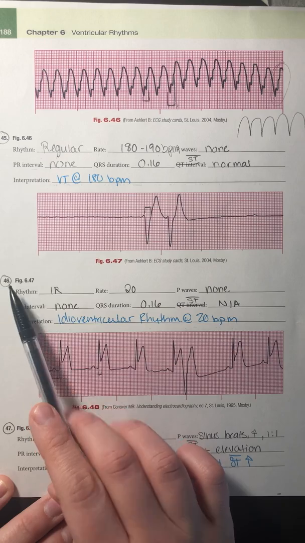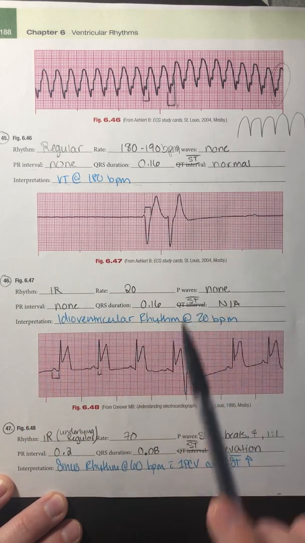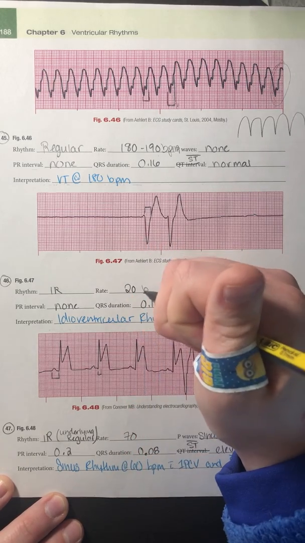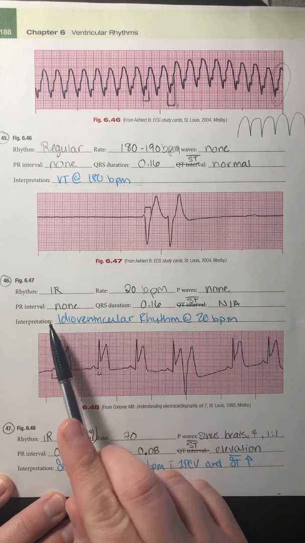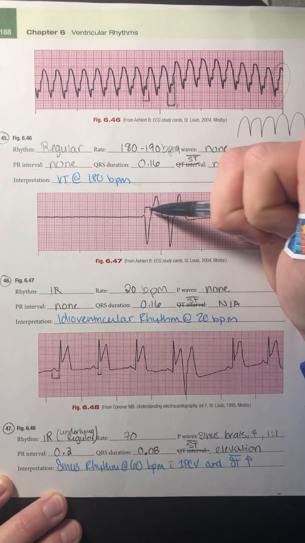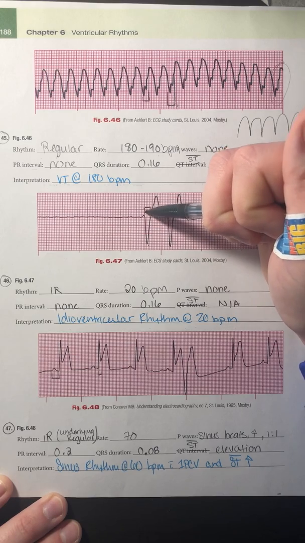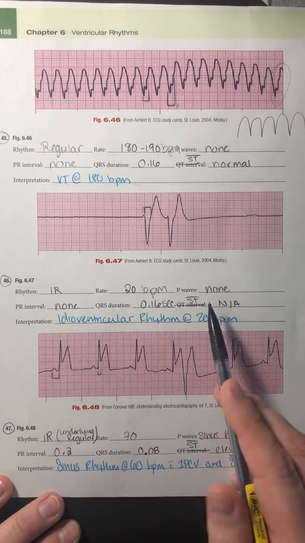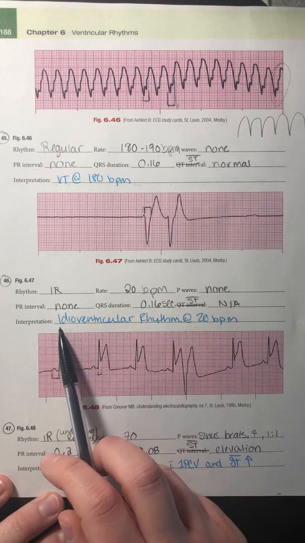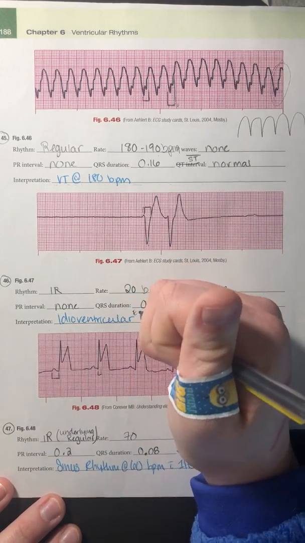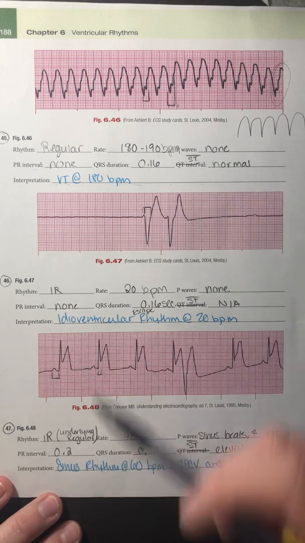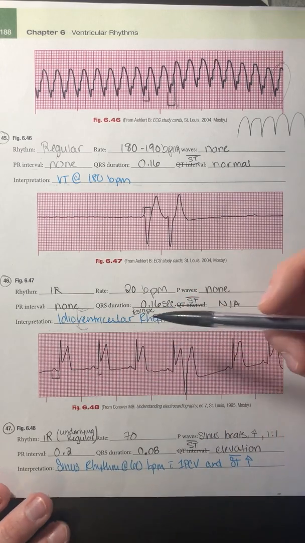Going down to number 46, regular or irregular. Definitely irregular. My rate is only 20. I have 2 beats times 10 gave me that 20 beats per minute. I have no P waves, so no PR interval. My QRS complex, I measured out here, and it gave me 4, maybe even 4 to 5 blocks long, which gave me that 0.16 seconds. My ST segment we don't have to worry about because it's ventricular. So this is an idioventricular, or ventricular escape rhythm at 20 beats per minute. If you're just going to write ventricular, make sure you're writing escape with that rhythm.